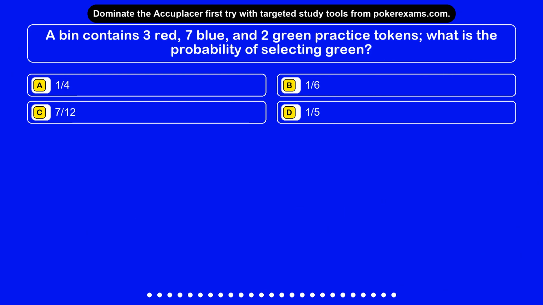Question 10. A bin contains 3 red, 7 blue, and 2 green practice tokens. What is the probability of selecting green? Option A, 1/4. Option B, 1/6. Option C, 7/12. Option D, 1/5.